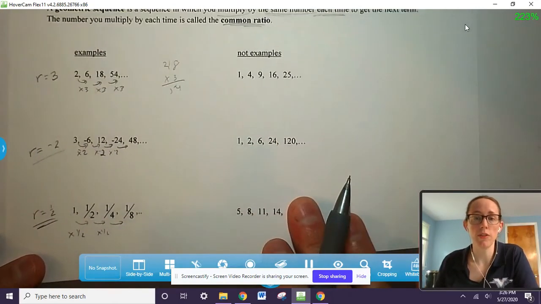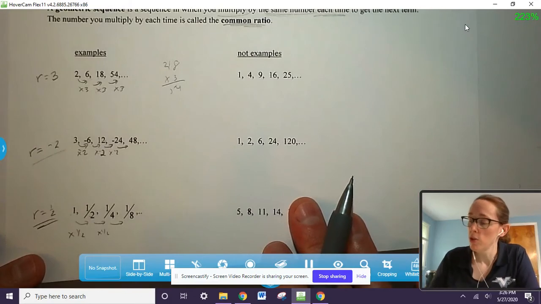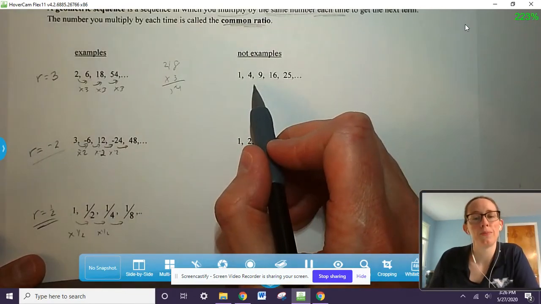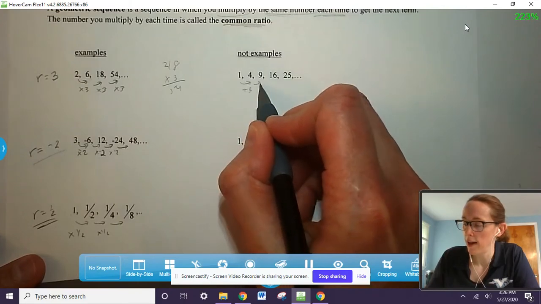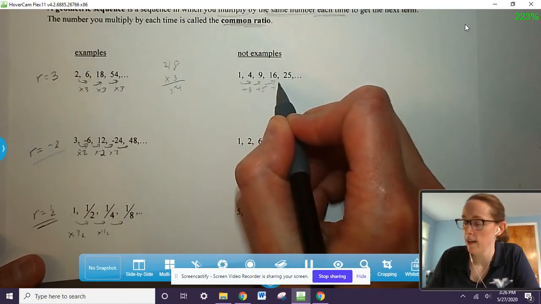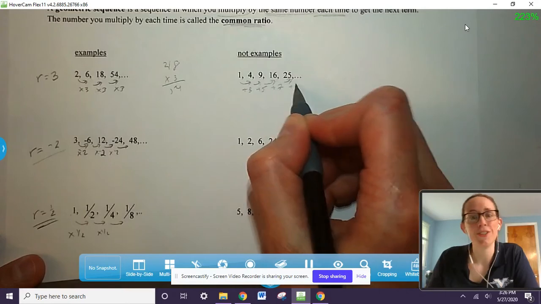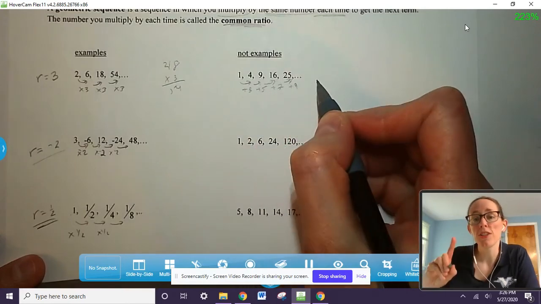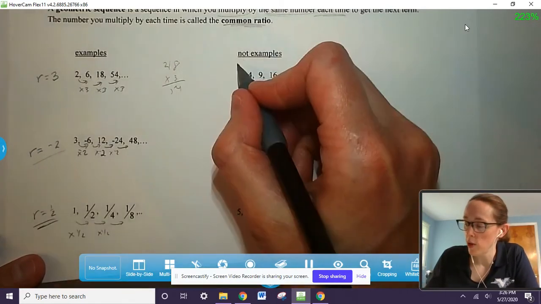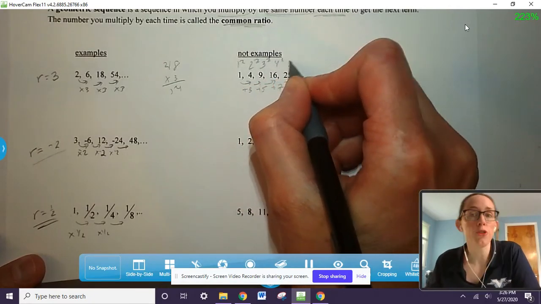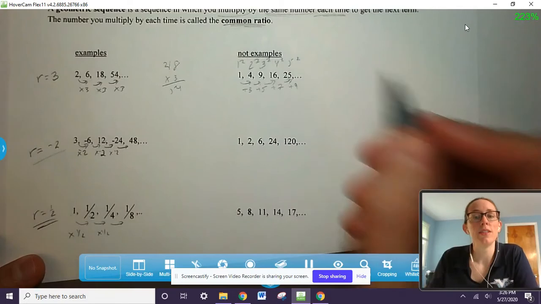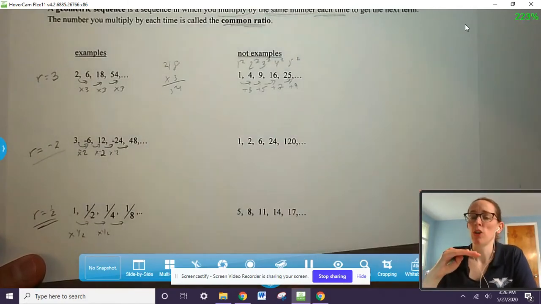And just to clarify why they're not geometric, when you look at this one, there's different things you might observe. Some of you might notice that you're adding 3 and then 5 and then 7 and then 9. You're adding odd numbers that are increasing. Or some of you might look at this and say, oh, that's 1 squared, 2 squared, 3 squared, 4 squared, and 5 squared. You're both correct. It's just different ways to look at the sequence. But either way, I think we can agree that is not geometric.